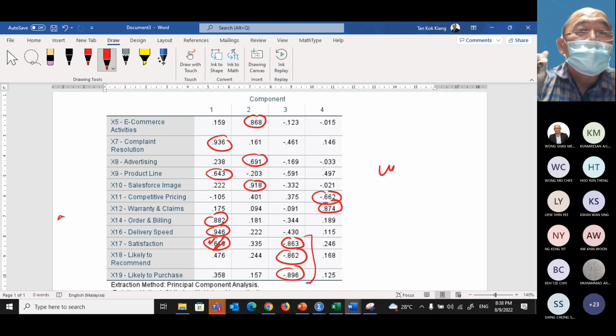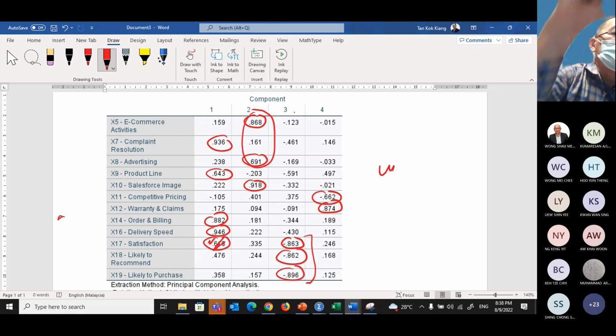So for number 2, you can use X5 and X8, these two, and form a name, to find a name. That's the first method. The second method is the last option: in case you cannot find a name, you just use the name with the highest correlation. Let's say number 1, just use complaint distribution. Okay, so we see next.